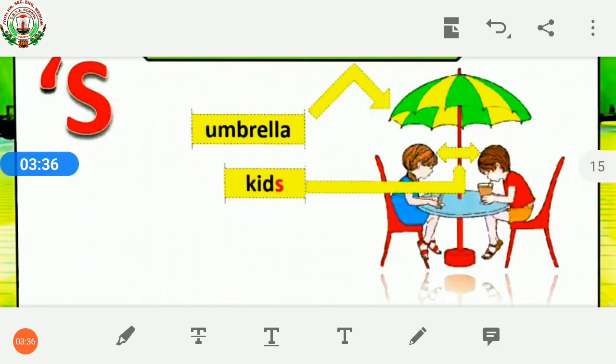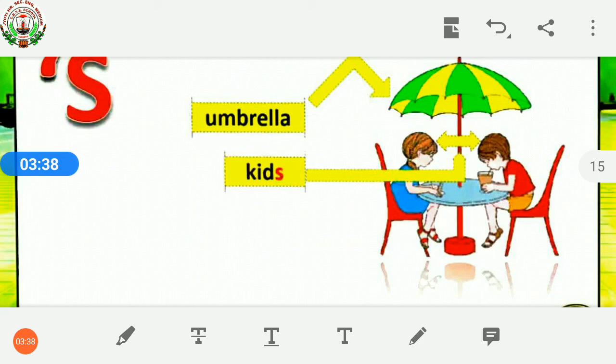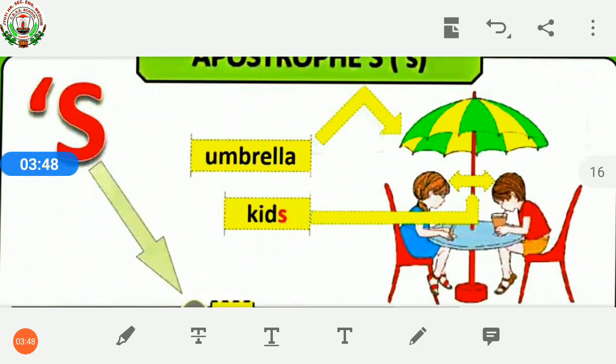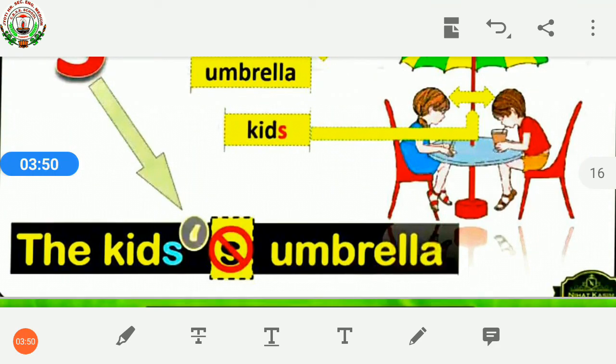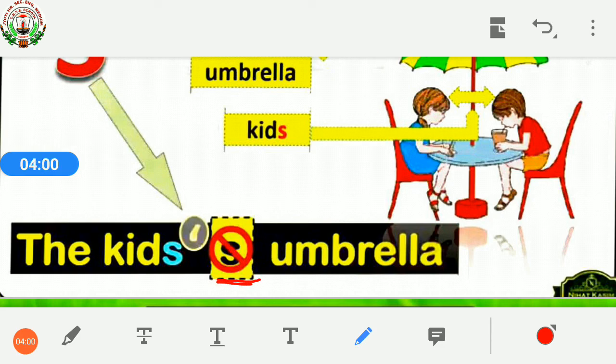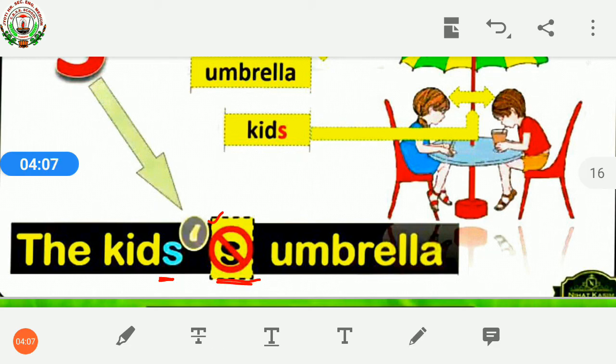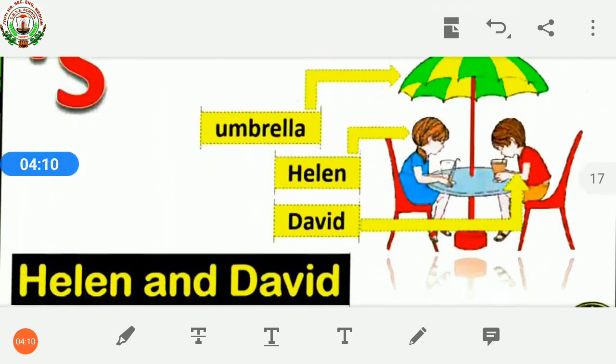See, one more example is there for you all. Umbrella, kids. Again, these two kids are sitting under the umbrella. So, this umbrella belongs to these kids. So, how to use apostrophe S here? Let's see. Here we know that if any noun which is plural in number is ending with the letter S, we will not use apostrophe S again because S is already here. So we will only use apostrophe to indicate that the umbrella belongs to the kids.